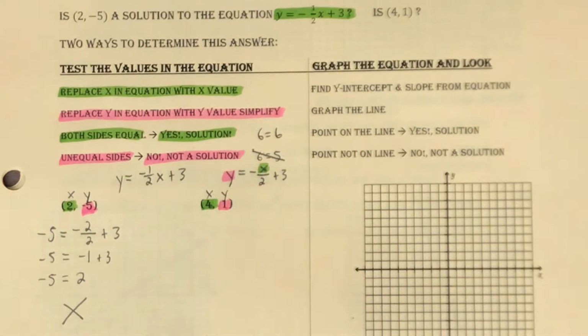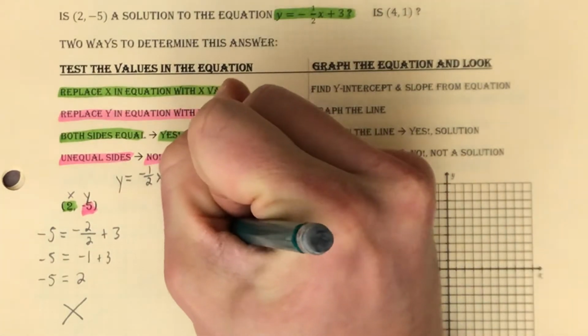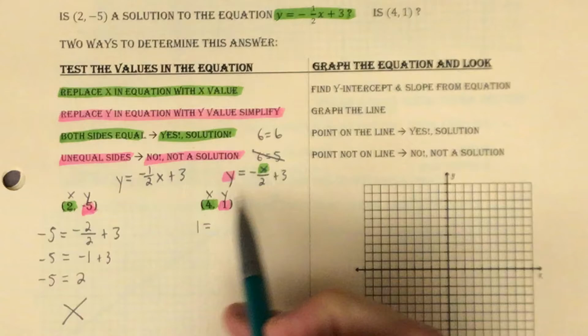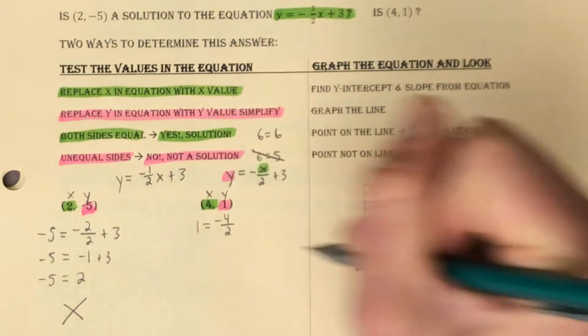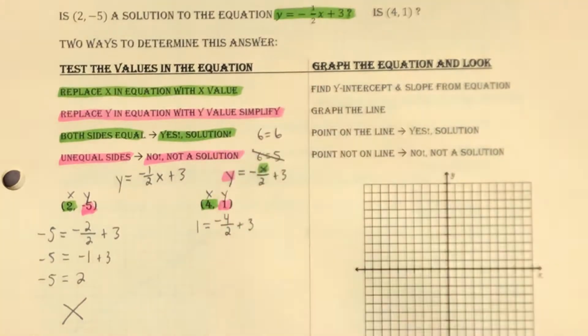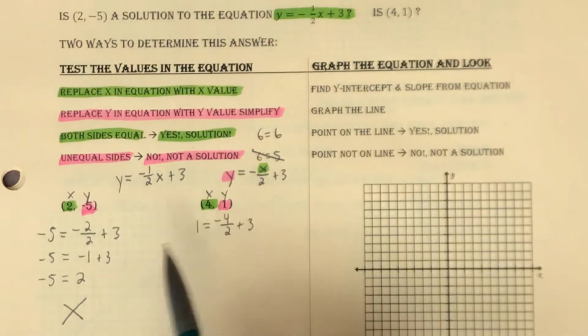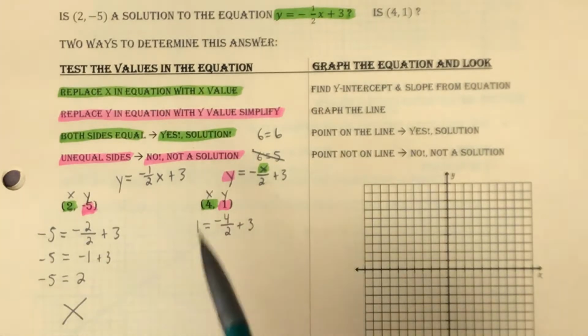So let's do that. 1 goes in place of y, so 1 equals, in place of the x goes 4, so I've got negative 4 over 2, and then plus 3. Now again, if this is a solution, I should end up with 1 equals 1. So let's see if that happens.